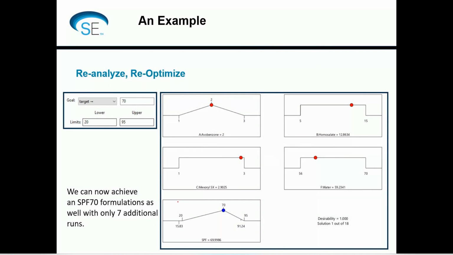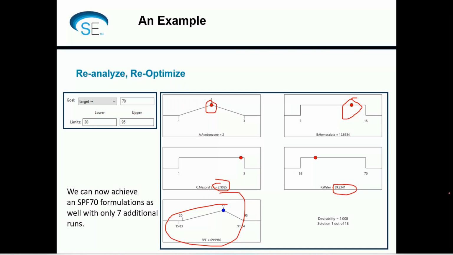So what they did is they did the second block of runs, they reanalyzed, and they re-optimized. So you can see now that obviously they can still make an SPF 40 sunscreen because it'd be pretty rare for that to fail now, since in the original space they were able to do that. So hopefully in the bigger space that still holds true, and it does. They can also now achieve an SPF formulation of 70 with only 7 additional runs. So you can see that component A is now at 2, which was maximized in the first pass through. Component B needed to go up to 12.86. Its original high was about 10. Component C, the original high was 2, and it needs to go up to 2.9, and then water's at 59%, and they can hit an SPF of right around 70.